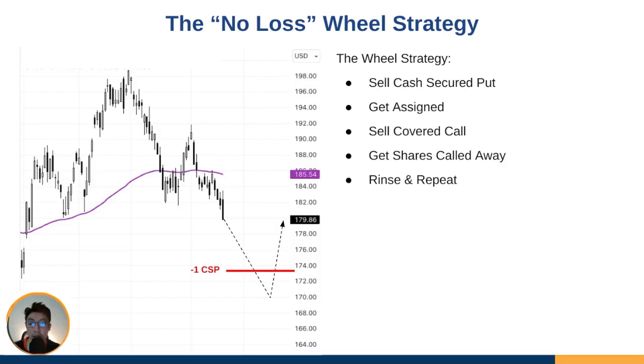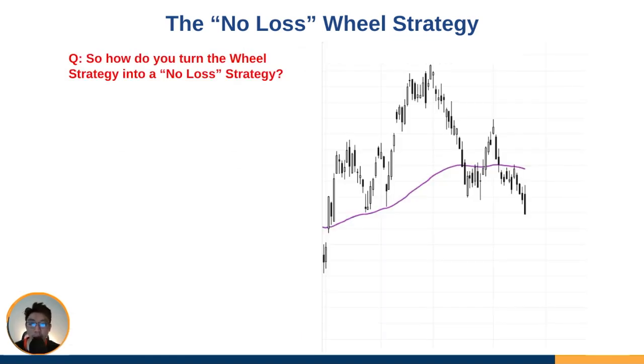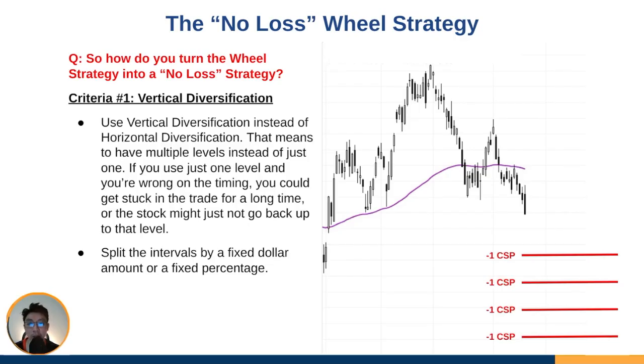Now that we all have the same understanding of what the wheel strategy is, the question is, how do you turn the wheel strategy into a no loss strategy, or at least the closest to having a no loss option strategy? Well, there are a few criteria, and actually, there are three criteria that you need to implement. So, the first criteria is called vertical diversification. So, what exactly is vertical diversification? Vertical diversification is the opposite of horizontal diversification.